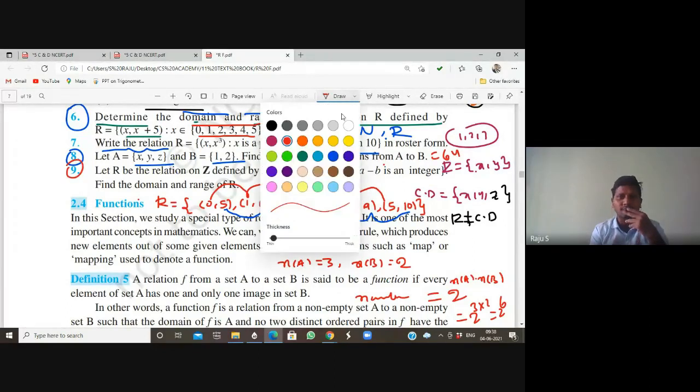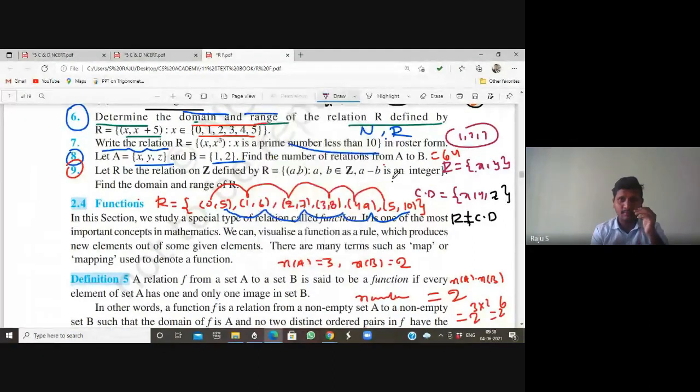Now, last question in this exercise. R is a relation on Z. Clearly, they mention a relation on Z, so we can say the codomain is Z. B belongs to Z, this is okay. A minus B is an integer. Find the domain and the range.